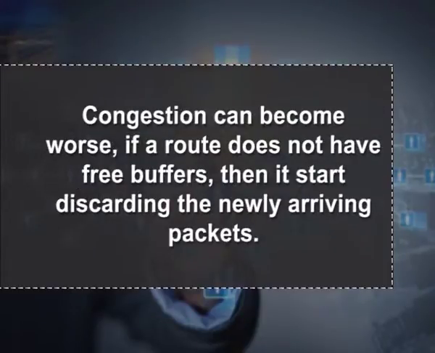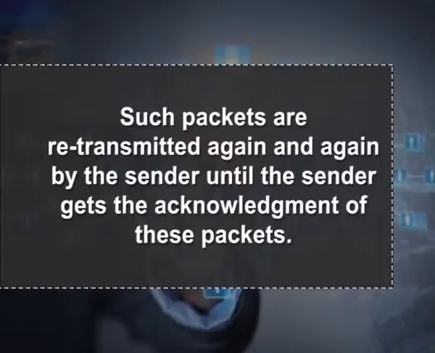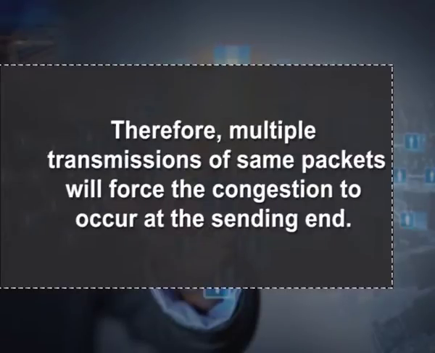Congestion can become worse if a router does not have free buffers. Then it starts discarding the newly arriving packets. When the newly arriving packets are discarded, the sender may retransmit them after the timer times out. Such packets are retransmitted again and again by the sender until the sender gets the acknowledgement of these packets. Therefore, multiple transmissions of the same packets will force the congestion to occur at the sending end.